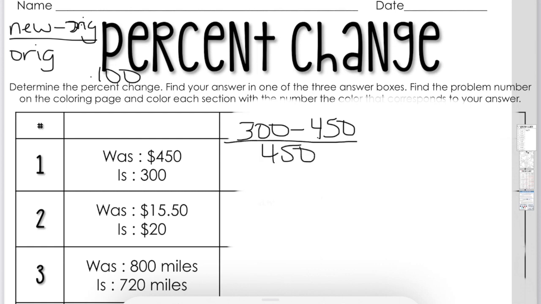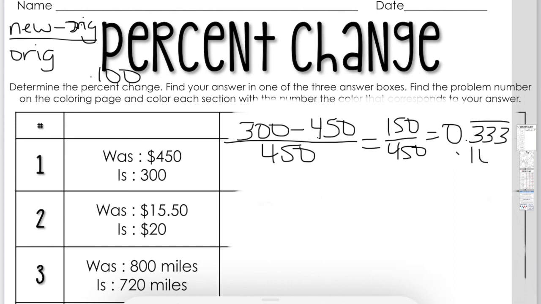So we'd get negative 150 again, but we want to use the absolute value. So we'll use positive 150 and divide that by 450, which will give you 0.3 repeating. So 3, 3, 3, 3, 3, and it keeps going. Same thing, we multiply that by 100 to change it to a percentage, and that gives us approximately 33.3% change.